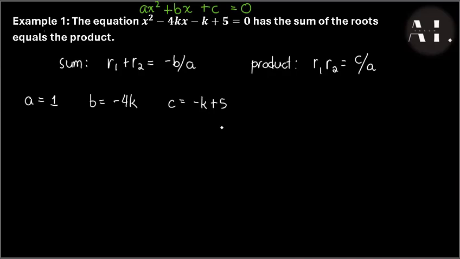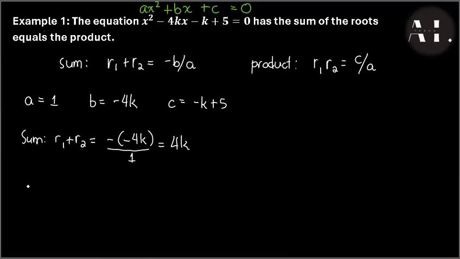After getting the coefficients a, b, and c, we need to calculate the sum of the roots. So that is given by the formula negative b over a. Let us substitute the values of b as negative 4k and a as positive 1. We will have here the negative of negative 4k over 1, and that simplifies as 4k.